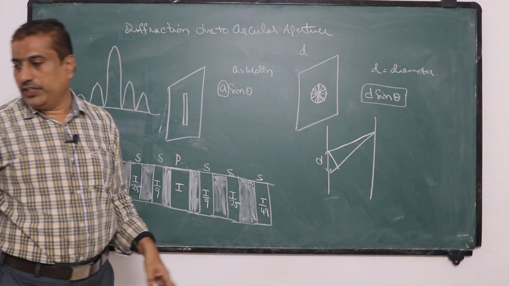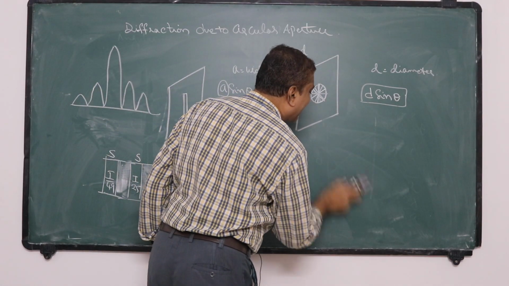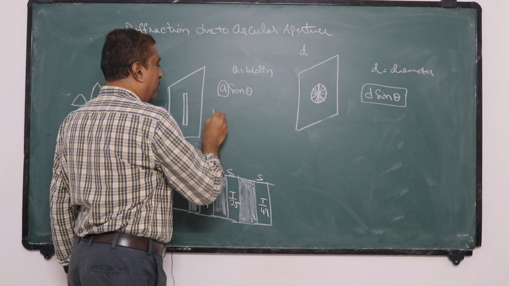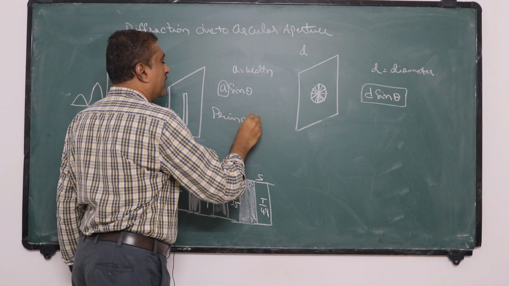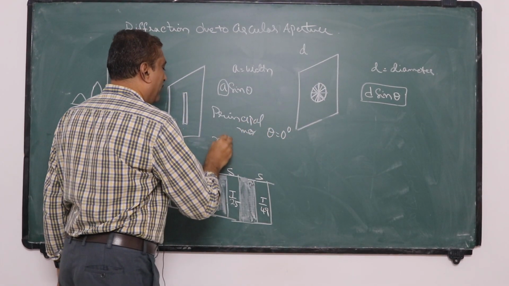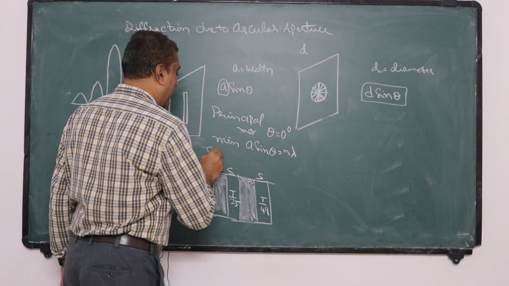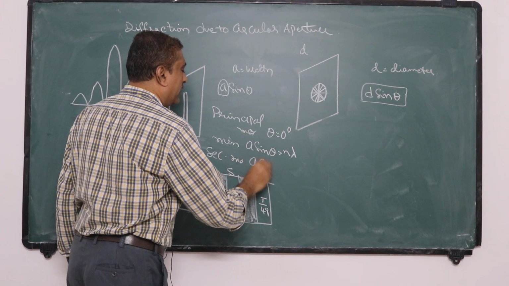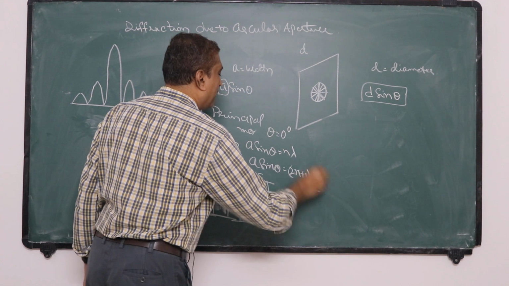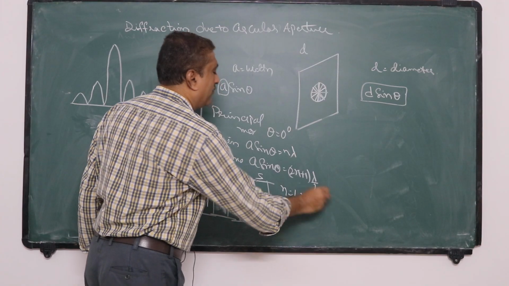So we have the same conditions as that of this single slit. That is, here we have the condition for principal maximum: theta is equal to 0 degree. Minimum condition is a sin theta equal to n lambda. Secondary maximum condition is a sin theta is equal to (2n plus 1) into lambda by 2. In both the cases, n is equal to 1, 2, 3, etc.